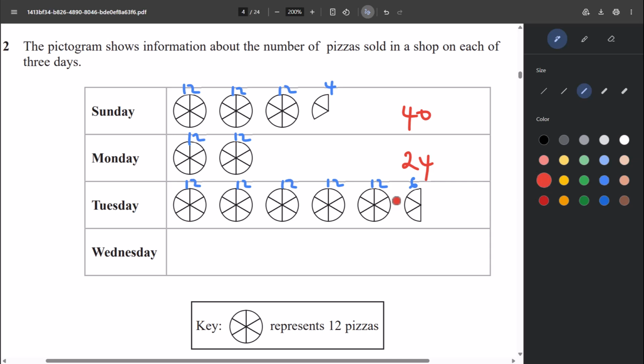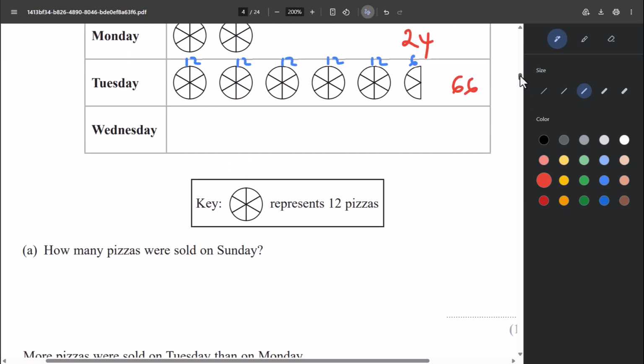And of course, if you add it all up, 12 into 5 places, 1, 2, 3, 4, 5, that will be 60 plus 6, which is 66. Okay, so this is the information that we can gather using the key. All right, so we'll go to the questions.